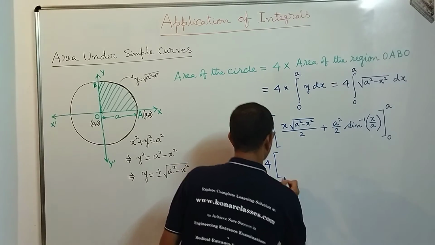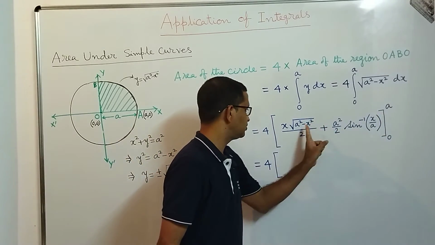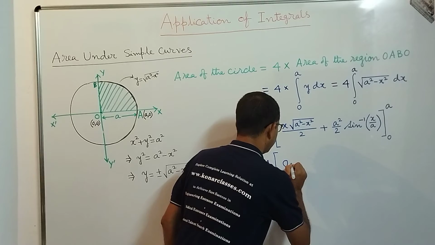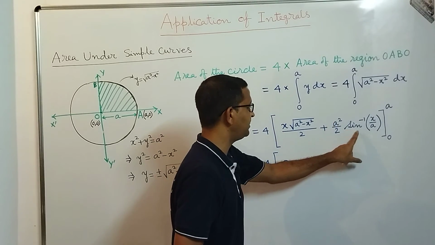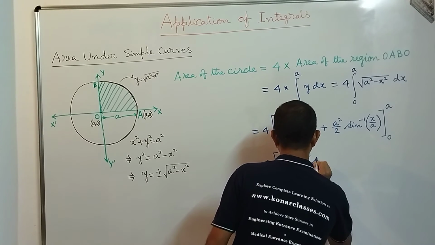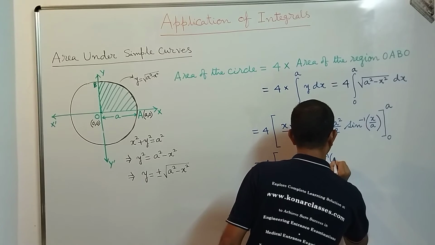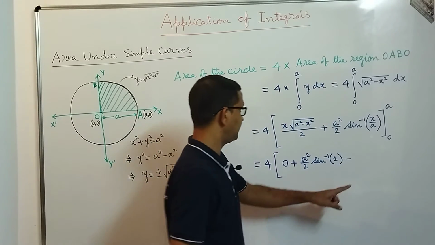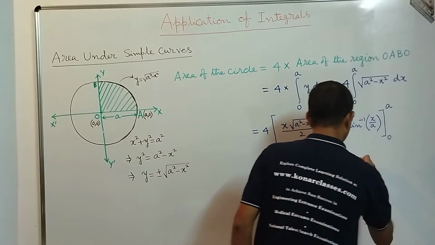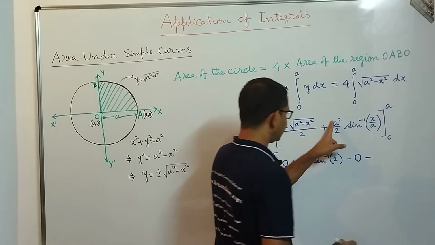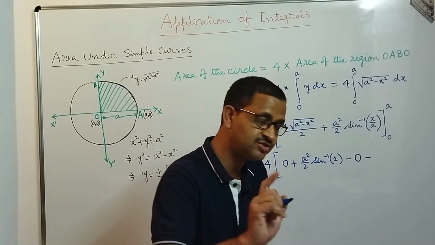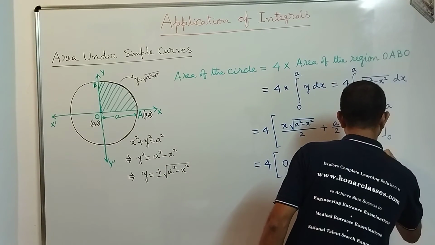So 4. First we apply the value of x equal to a, so it will be a into square root of a square minus a square, so that will be 0, plus a square by 2 into sine inverse a by a, that is plus a square by 2 into sine inverse of a by a is 1, minus, if we apply 0 here, x is 0, so anyway it will become 0, minus a square by 2 into sine inverse 0 by a, that means sine inverse 0 is 0, so ultimately it will become 0, correct?